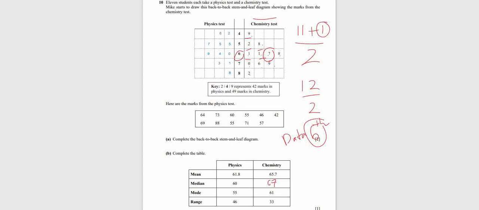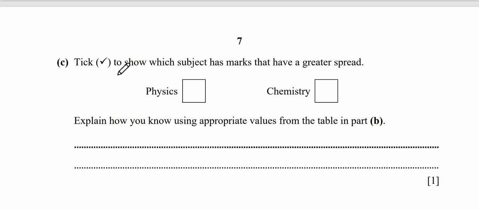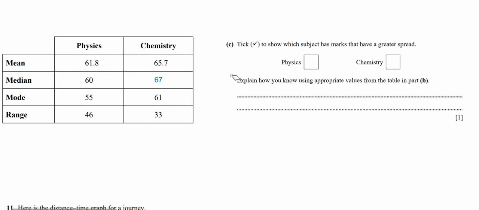Let's move on to question 10C. For question 10C, it asks which subject has marks that have a greater spread, is it physics or chemistry, and to explain how you know using appropriate values from the table in part B. So we have to display the table from part B. Well, here's the table from part B.